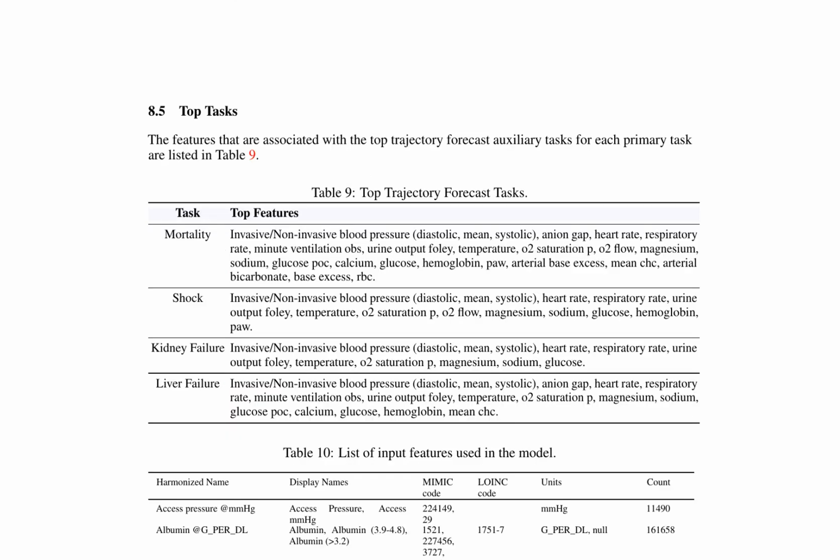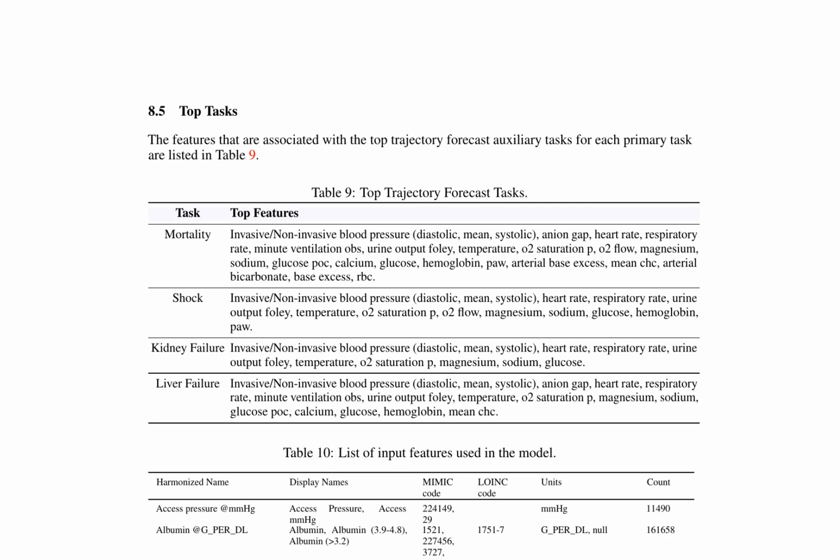For each primary task, the top trajectory forecast auxiliary tasks are identified in Table 9, which highlights the most critical features associated with each task. In mortality prediction, key features include invasive and non-invasive blood pressure, anion gap, heart rate, respiratory rate, and minute ventilation observations, among others. Similarly, shock, kidney failure, and liver failure prediction rely on a common set of features, including invasive and non-invasive blood pressure, heart rate, and respiratory rate.